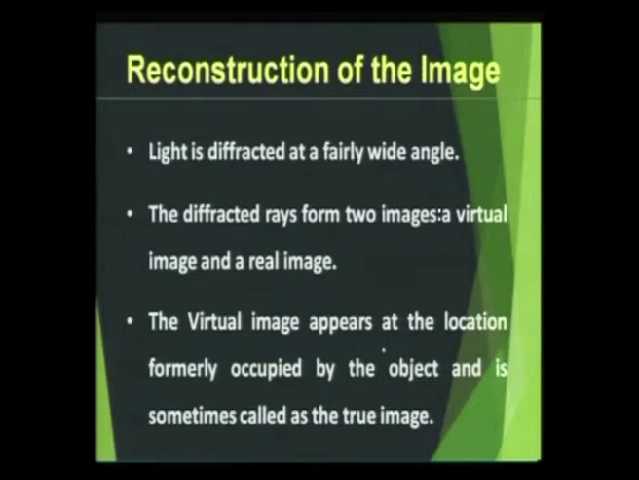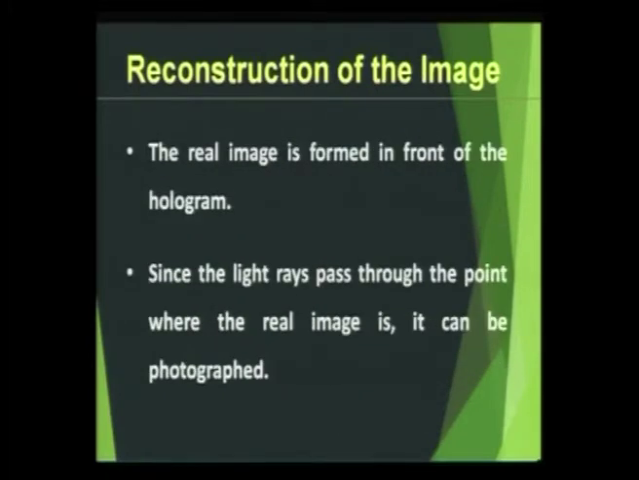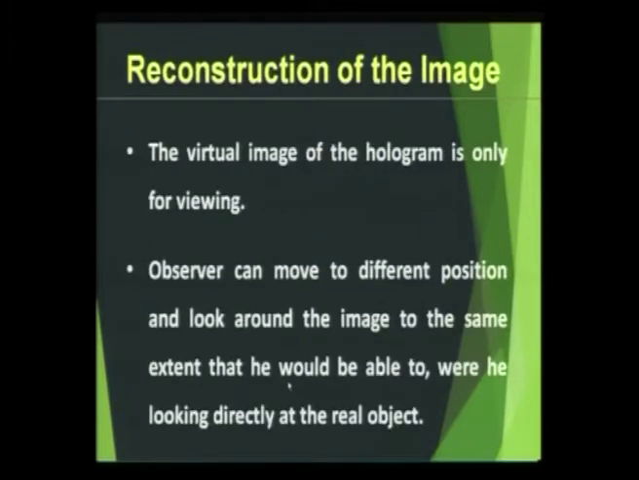The virtual image appears at the location formerly occupied by the object and is sometimes called the true image. In the reconstruction of the image, the real image is formed in front of the hologram. Since the light rays pass through the point where the real image is, it can be photographed. The virtual image of the hologram is only for viewing.